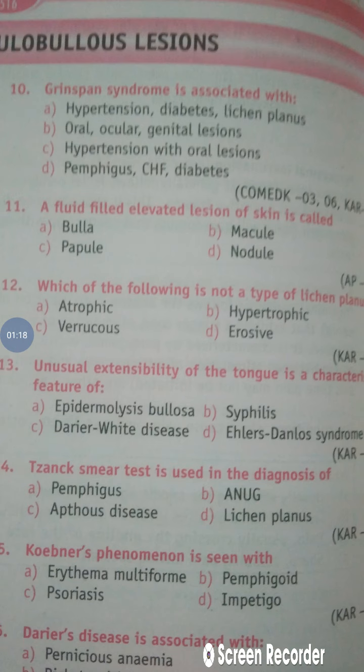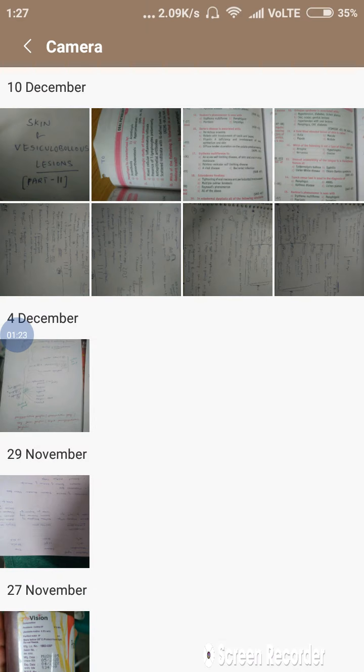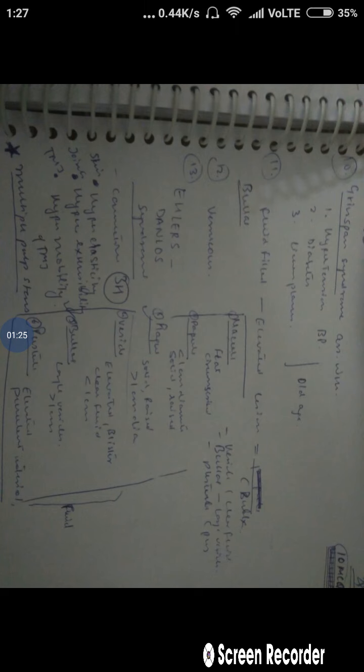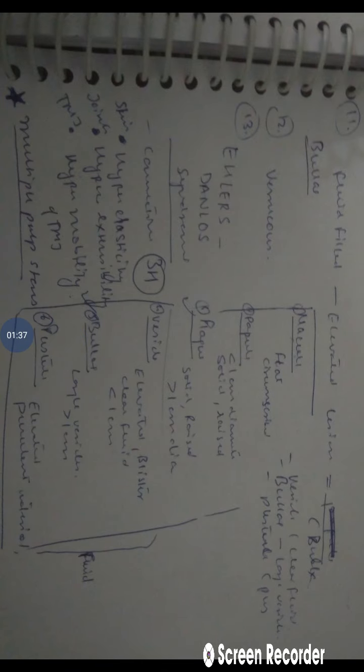Question number 11. A fluid-filled elevated lesion of the skin is known as. As I have told you, you can turn your screens and see question number 11. Along with this, I have written a table with 6 lesions: macule, papule, plaque, vesicle, bullae, pustules. They have asked about fluid filled, and fluid filled are the vesicle, bullae, and pustules.